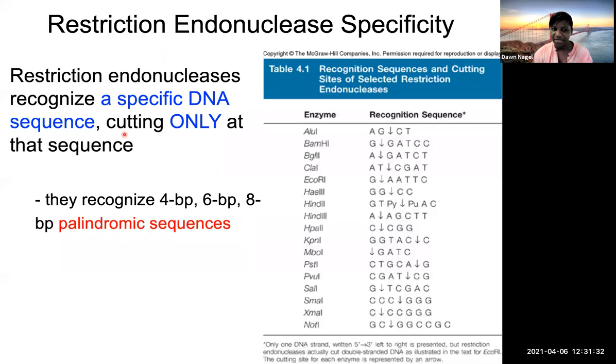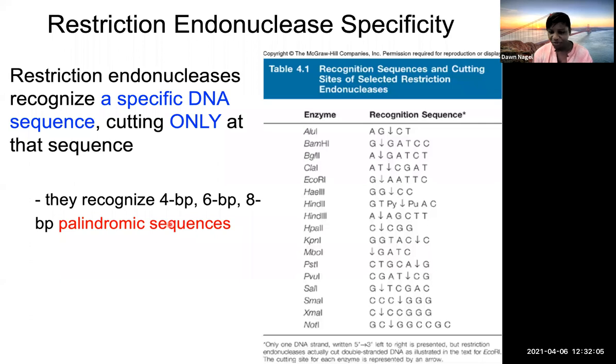Not anywhere else. So this was just a list of some of the commercially available restriction enzymes, many of which you can just purchase from a company. And they have different types of recognition sequences that they will recognize. Where the arrow is located, that's where they're actually going to cut the DNA, between these two nucleotides. They can recognize 4 base pairs, 6 base pairs, or 8 base pairs. And some of these sequences are palindromic.